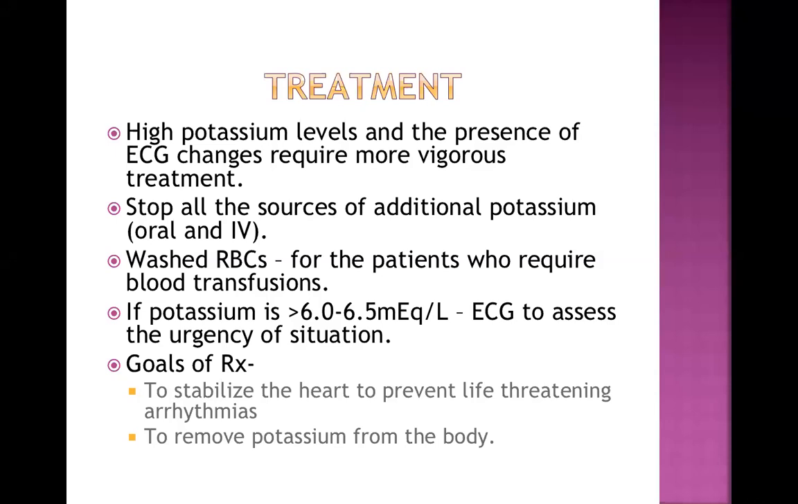Okay, let's start again. We're talking about the goals of treatment of hyperkalemia. The first and the most important goal is to stabilize the heart to prevent life-threatening arrhythmia. That means to make the heart stable in the presence of hyperkalemia, so that a high level of potassium cannot damage the heart or produce life-threatening arrhythmia. That is called stabilization, and that is done by calcium gluconate. We'll talk about that. The second important goal is to shift the potassium from one compartment to the other, or if possible, remove potassium from the body. That can be done with the help of many different medicines or different ways. Okay, so let's talk about them.